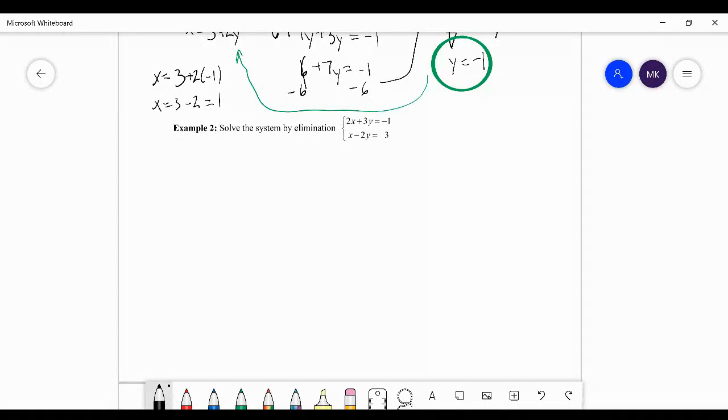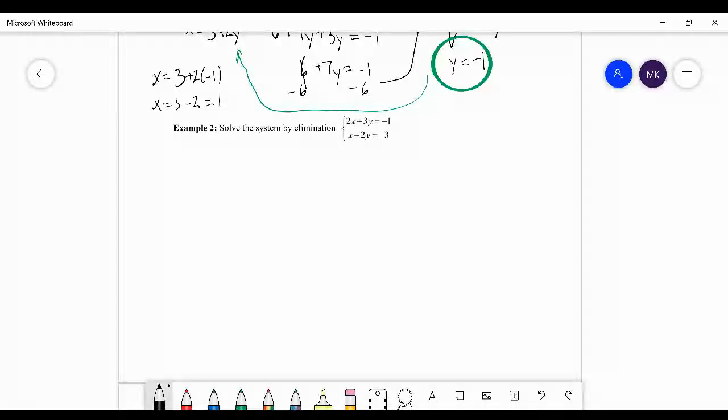Like here, x minus 2y is equal to 3. So if I add 3 to -1 and I add x minus 2y to 2x plus 3y, I'm really adding the same thing on both sides. It just looks different, okay?